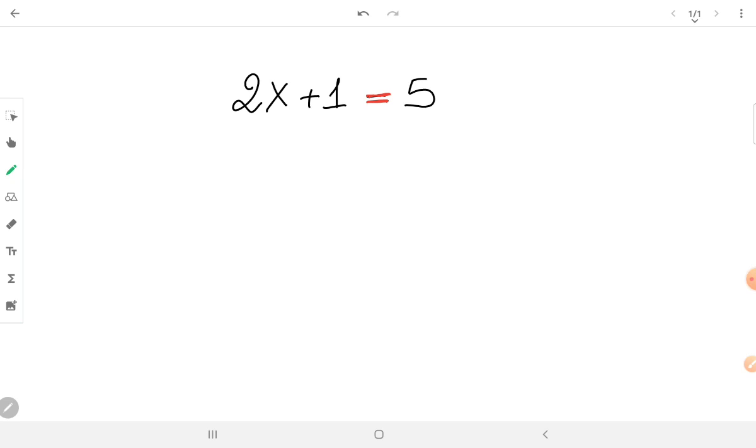Each side of the equal sign is called a member. We have the first member, this one, on the left of the equal sign, and the second member on the right of the equal sign. It is important to name them with this word.